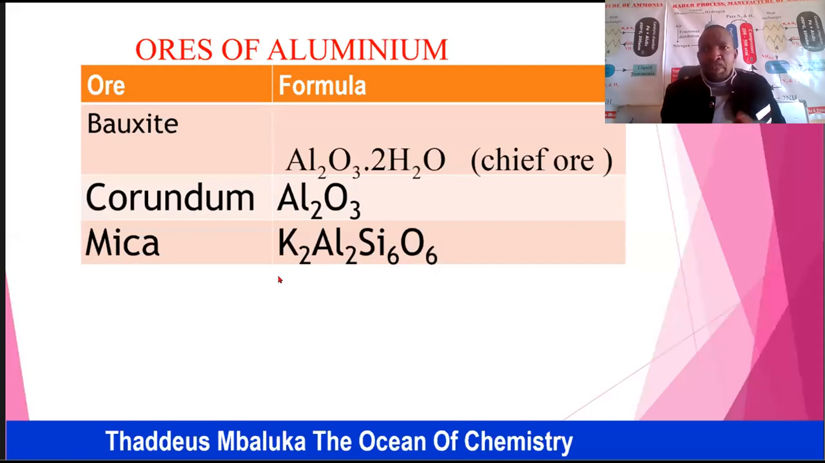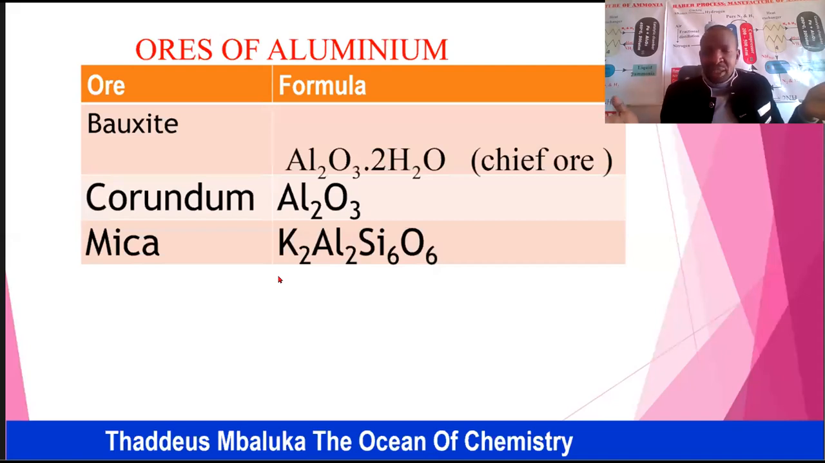Crush the rock. You crush the rock then, into a fine powder. And the other one, you do what? The next step. For this one, which is aluminium, you can add a dilute acid.